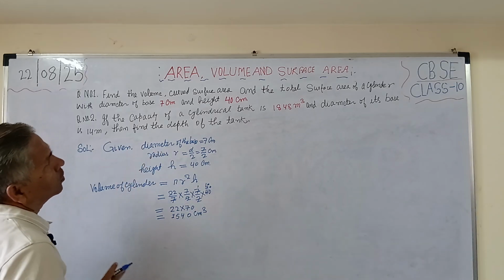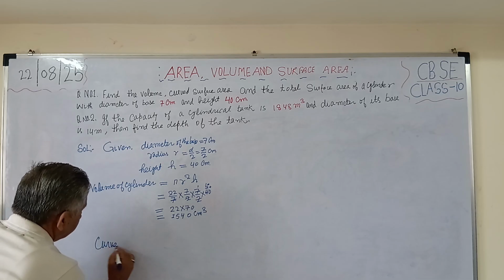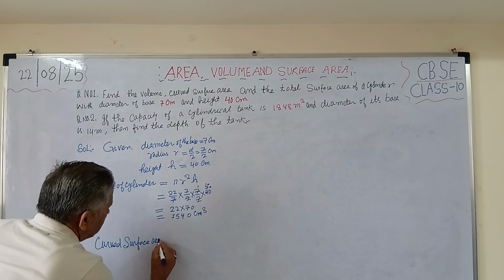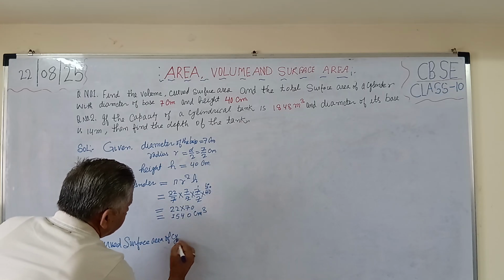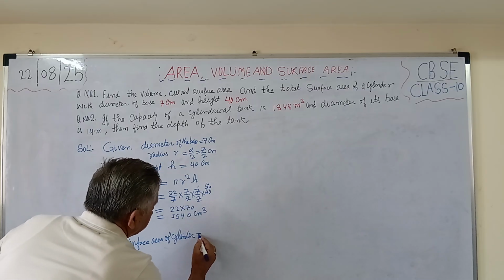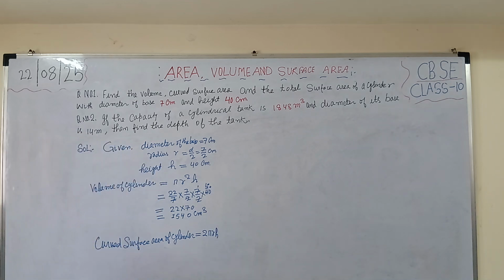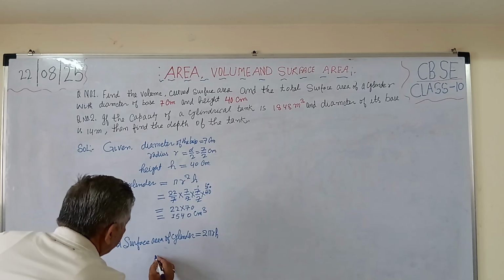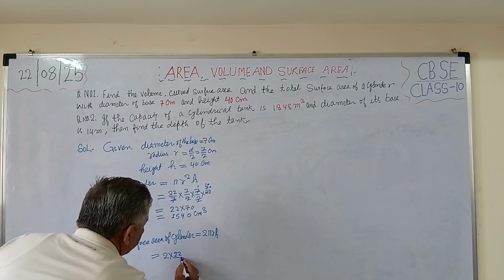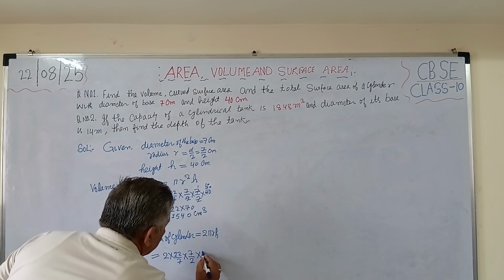Now we will see the curved surface area. The second part is curved surface area of cylinder. The formula is 2 pi rh. Now we will put the value, that is 2 into 22/7 into 7/2 is the radius and height is 40.